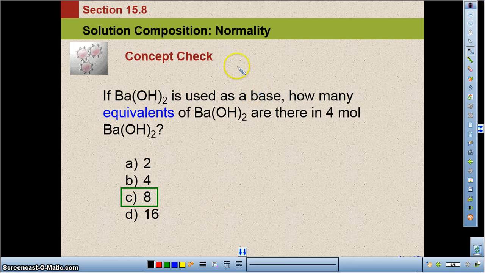A couple things to keep in mind. If you need to, go back to the page that explains the equivalents. That may help. And remember that normality equals the number of equivalents per liter, where molarity is the number of moles per liter. Try to keep those two straight with your calculations, and that finishes up Chapter 15, Solutions.